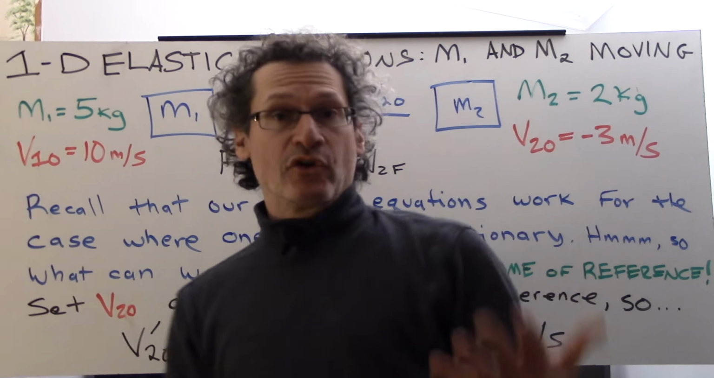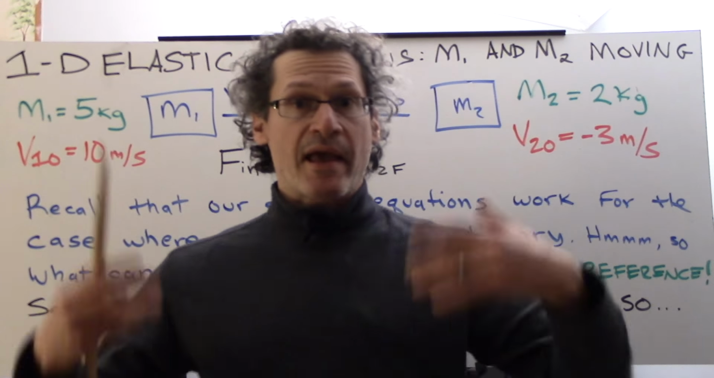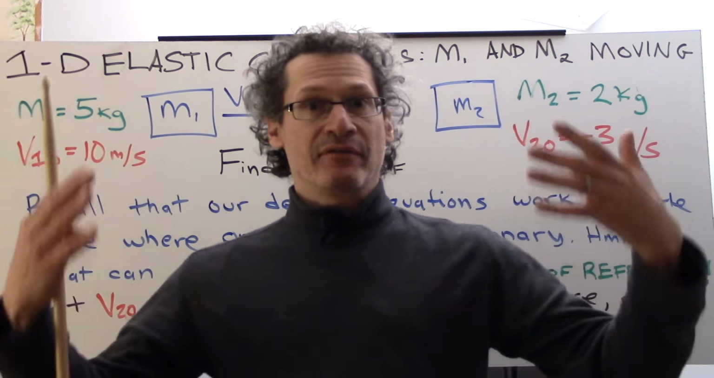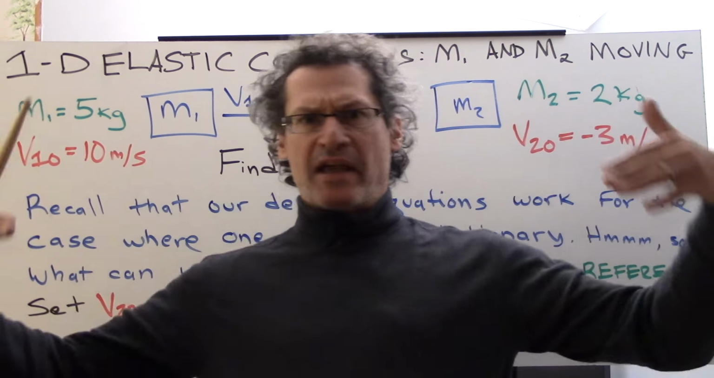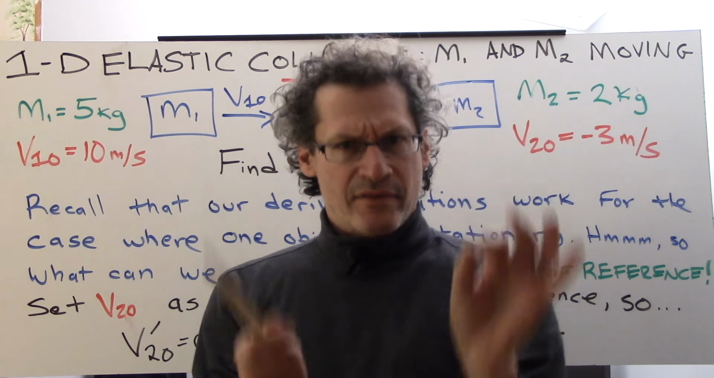Hey there peeps, let's take a look at a case where we have an elastic collision in one dimension and both the objects have velocity headed towards each other. It's a head-on collision. How do we handle it? Okay, let's take a look at the situation.